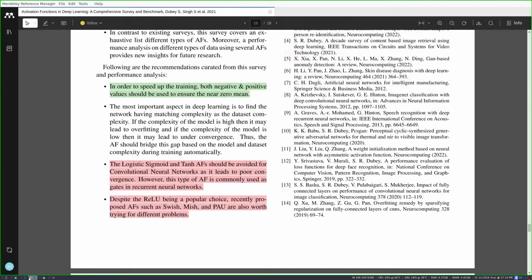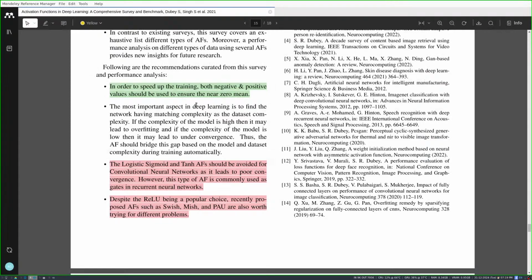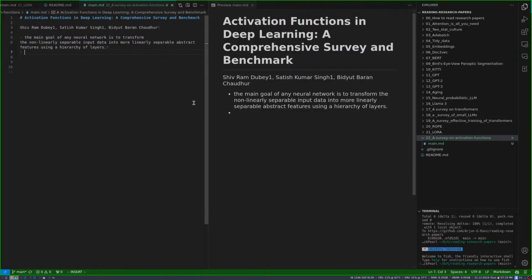So I'm going to note some things. Normalizing and standardizing is very important for most activation functions.